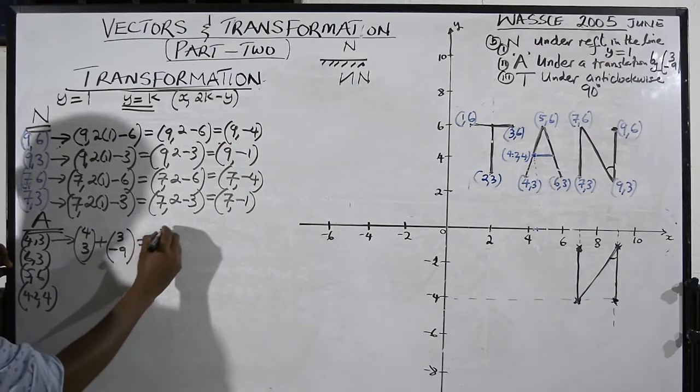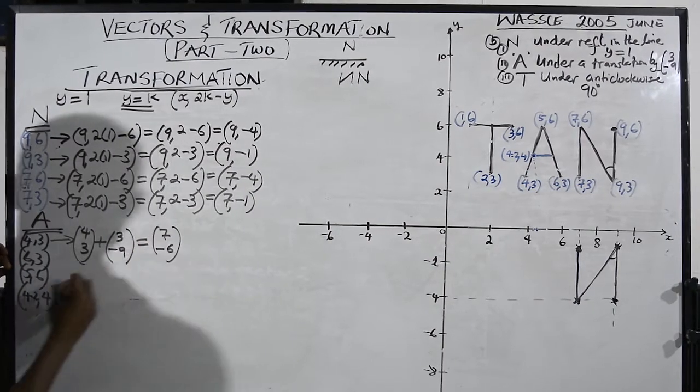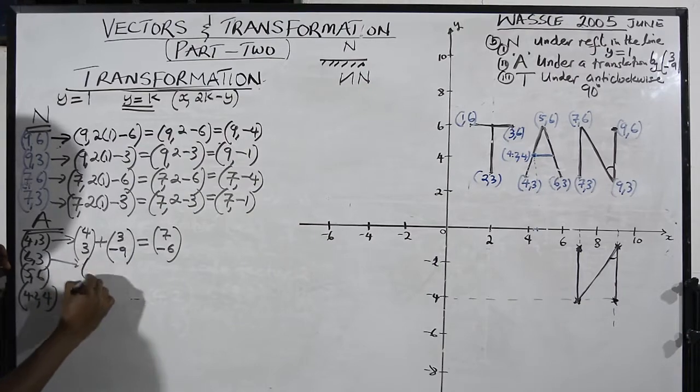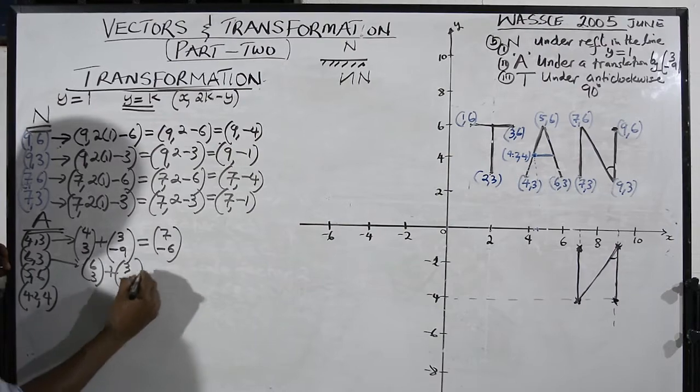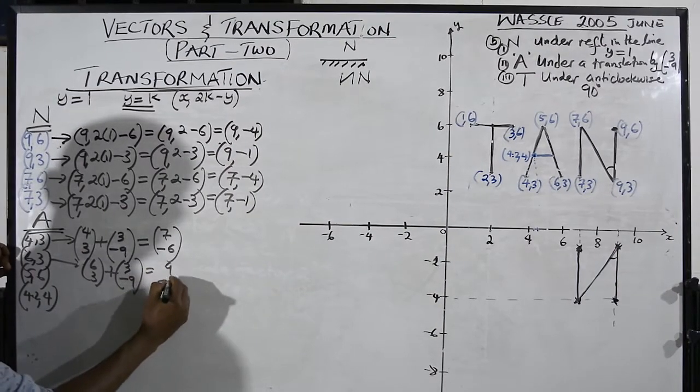So this point becomes (7, -6). Yep. So this other one here is also (6, 3). We add it to the vector. The vector is (3, -9). So this gives me (9, -6).